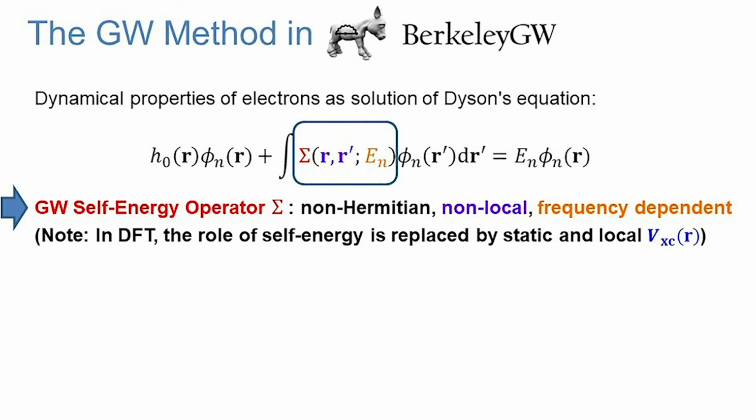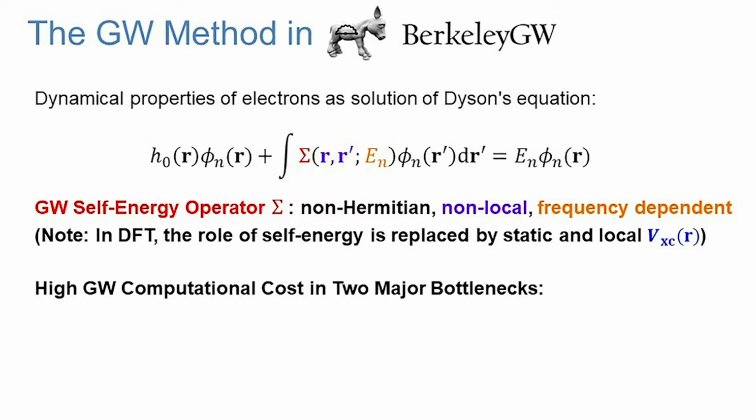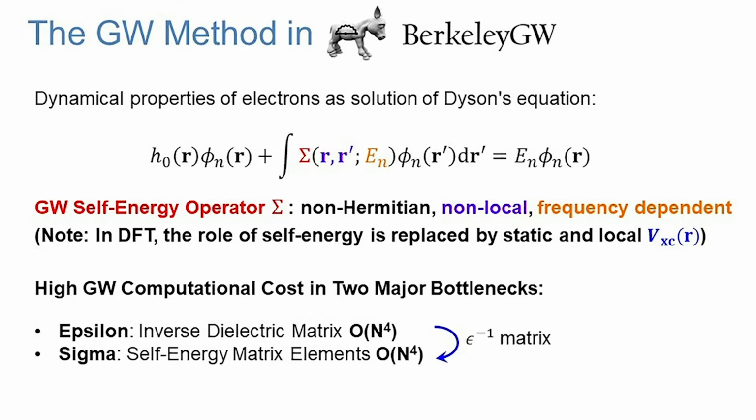The solution of the Dyson equation in BerkeleyGW faces two major bottlenecks. The first one is the evaluation of the inverse dielectric function, or epsilon inverse, and the second is the evaluation of a set of self-energy matrix elements from the inverse dielectric function. And in BerkeleyGW, these two bottlenecks are implemented in two standalone modules, namely epsilon and sigma.